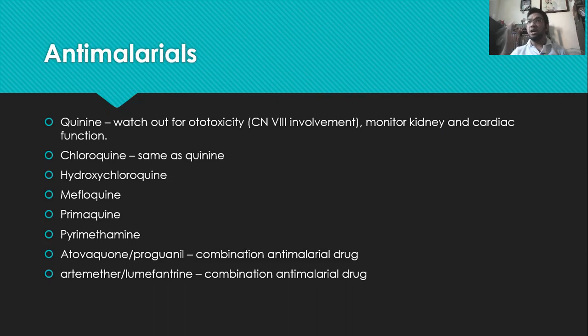But for antimalarials, always remember the suffix quin. If you have heard of it, quin, automatically that is an antimalarial. It can be quinine, primaquine, mefloquine, chloroquine, and so on. The only things that are given in combination would be atovaquone, proguanil, and artemether lumefantrine.